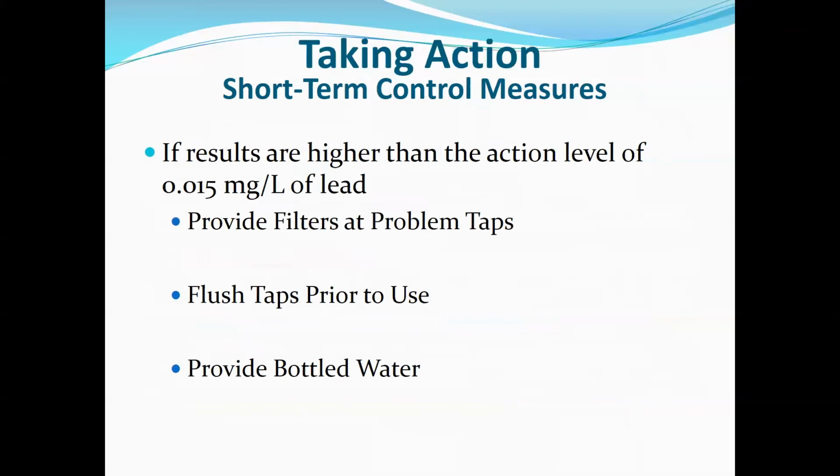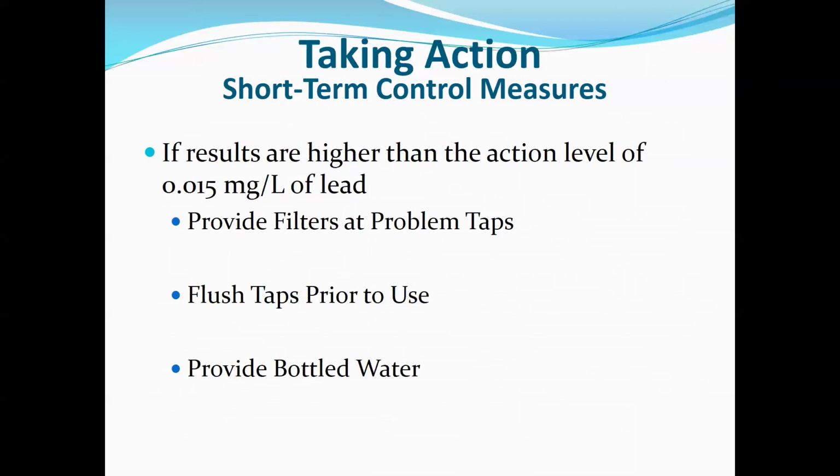Short-term control measures. So, we've moved past the immediate response, and what are some things we can do in the short term to help control this problem? Three things are identified here. Providing filters at the problem taps. These are point-of-use filters that you can just attach to different faucets, and they are very effective at removing lead from drinking water, and that is a short-term control measure that can help with this problem.